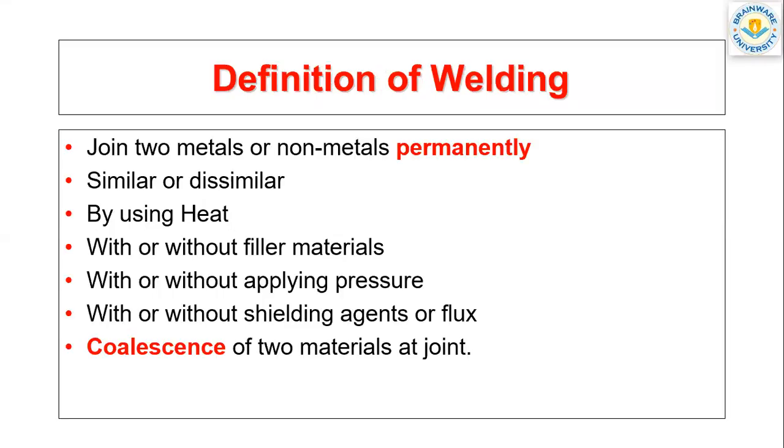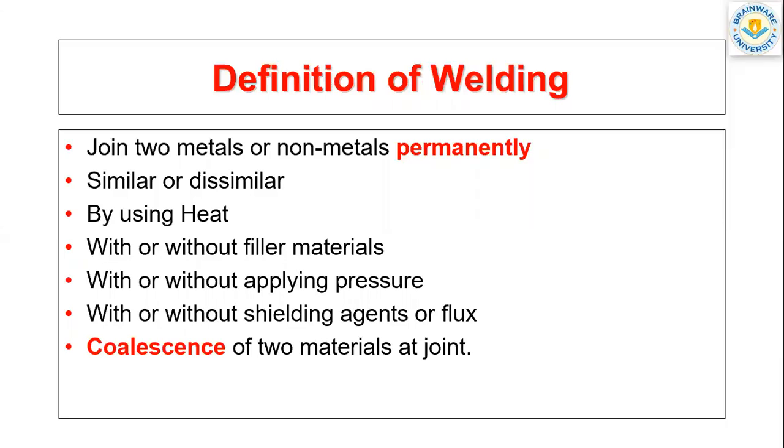Now I'm going to the introductory part, that is, what do you mean by welding. Basically, this is a permanent type of joint to join two metals or non-metals. Basically, joints are of 2 types, that is temporary joint or permanent joint, and welding is a permanent type of joint. Other types of joints are there, like mechanical joints and adhesive joints.